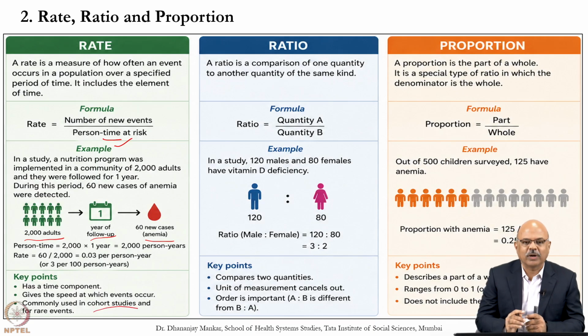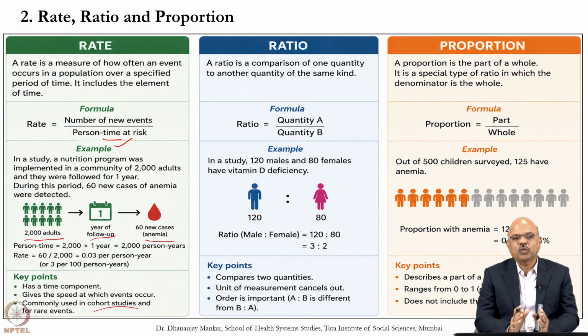Then comes ratio. What is a ratio? A ratio is a comparison of one quantity to another quantity of the same kind, and the formula is quantity A divided by quantity B. For example, in a study of 120 males and 80 females having a vitamin deficiency, the ratio of male to female, 120 to 80, is 3:2.